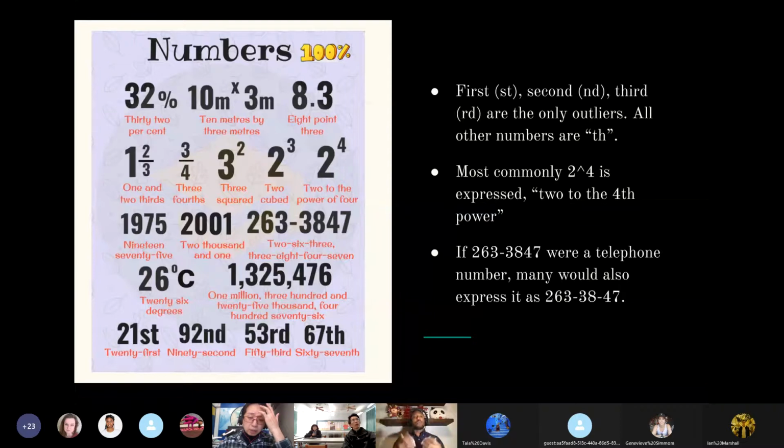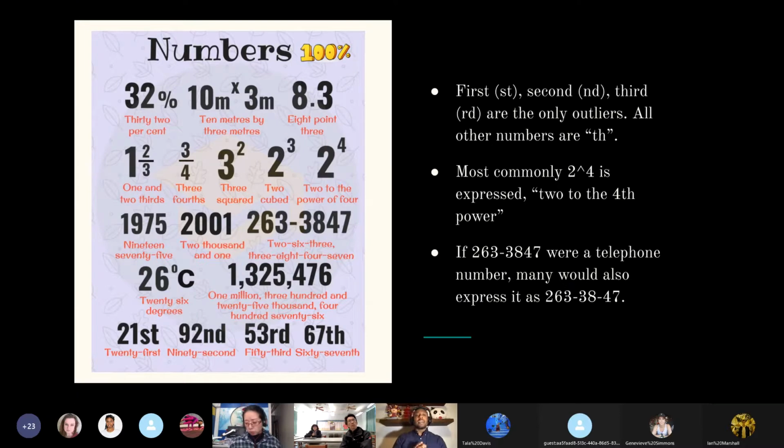So that would be 3 squared, which would be 9. In the second example here, we have 2 cubed. Whenever something is to the power of 3, which is what we would say when there's an exponent, we call that cubed. So this is 2 cubed.